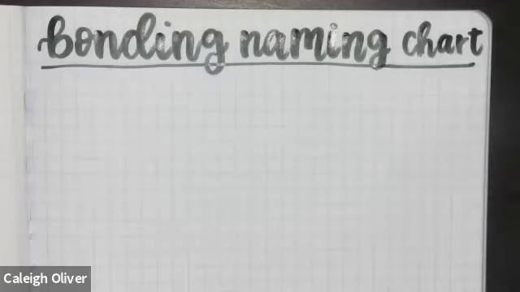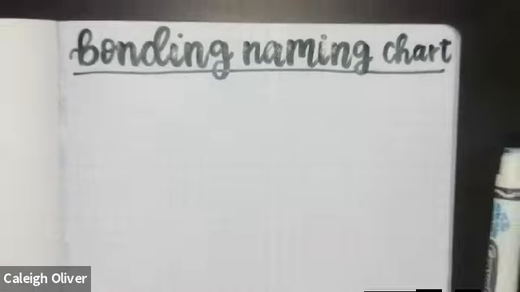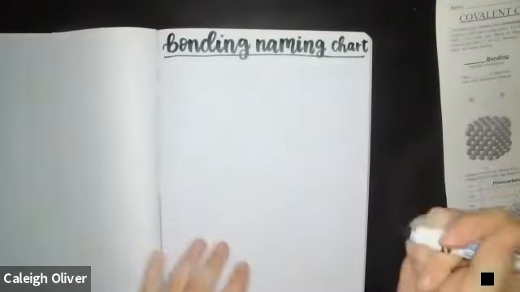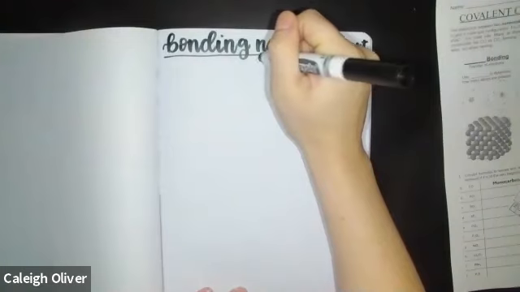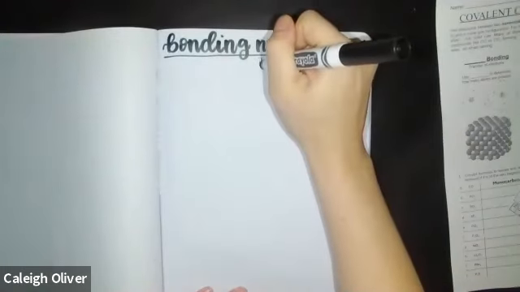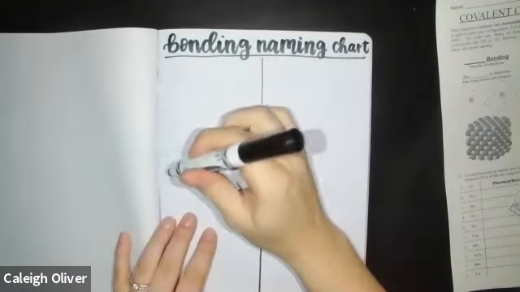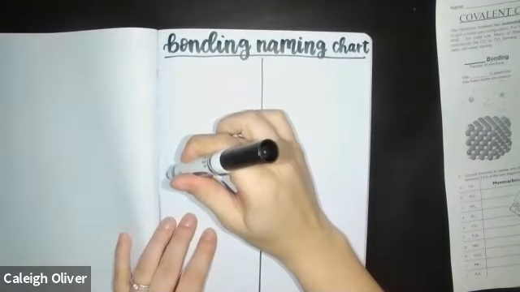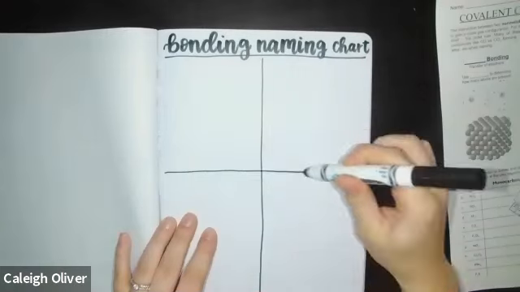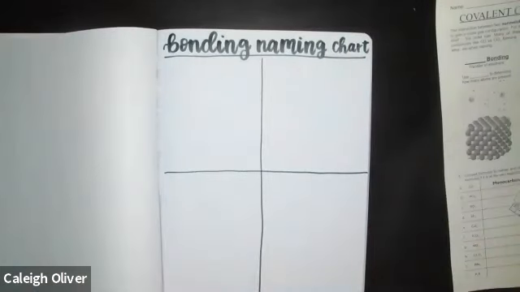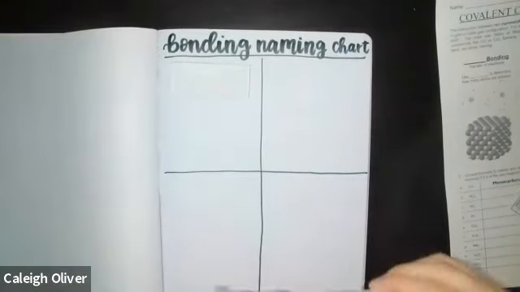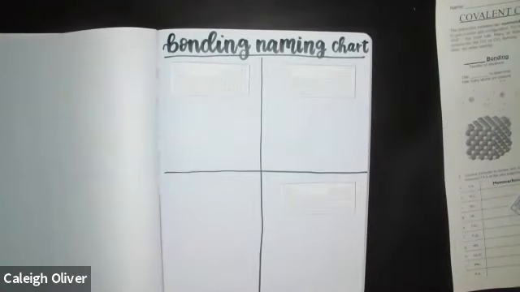All right, so bonding naming chart. There's basically 4 different things we got to keep track of when we're naming. So we're going to divide this paper into 4, just straight down the middle here. That's probably about here. So you got some quadrants, and then inside of the quadrants, you'll put your little periodic table.